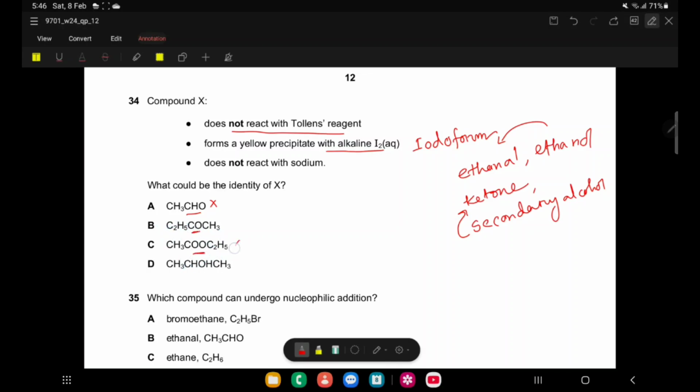Let's check. This is an ester, so definitely no. This is a secondary alcohol, but the question already says that it does not react with sodium. We know that alcohol can act as a very, very weak acid, even weaker than water. So the rate of the reaction is very slow, or the amount of product is very small. As it's already said that it does not react with sodium, it cannot be any alcohol. So our correct answer is B.